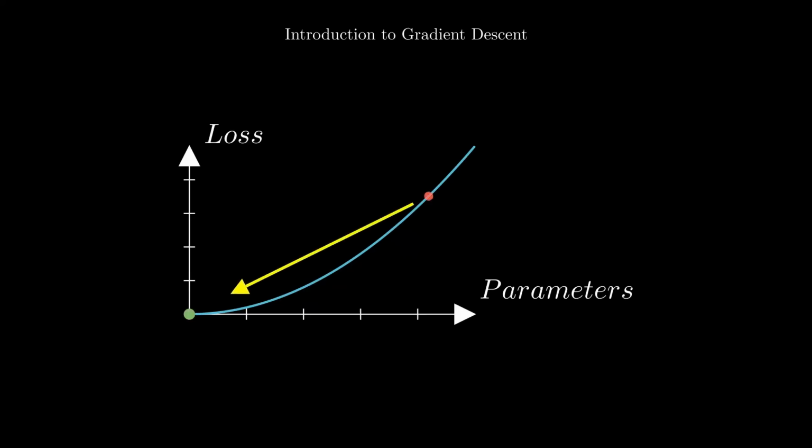Now, let's see gradient descent in action. We start here at a high loss value. The algorithm takes small steps, following the slope of the curve, gradually moving downward.